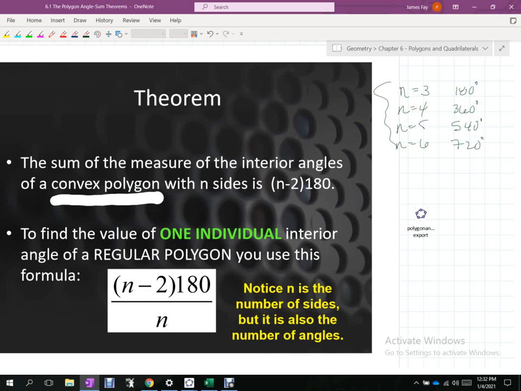Now, the next bullet says, if I have a regular polygon, this has to be regular, which means it has to be equiangular and equilateral. Okay? If I want to find one angle in a regular polygon, let's go back to the octagon picture we had previously.